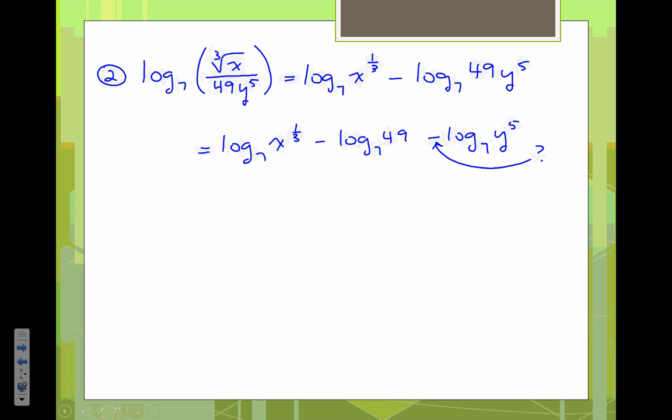So now I can take all these exponents and pull them out front. So with the log base 7 of x to the 1/3, I've got the 1/3 out front, log base 7 of x, minus, now here I've got 7 and 49 is 7 squared. So that could be a 2 pulled out front, but log base 7 of 7 is equal to 1. So 2 times 1 gives us 2, minus 5 log base 7 of y.